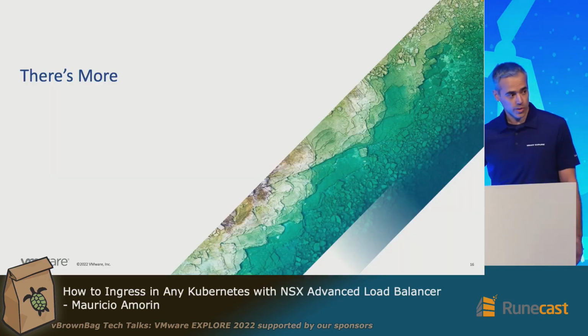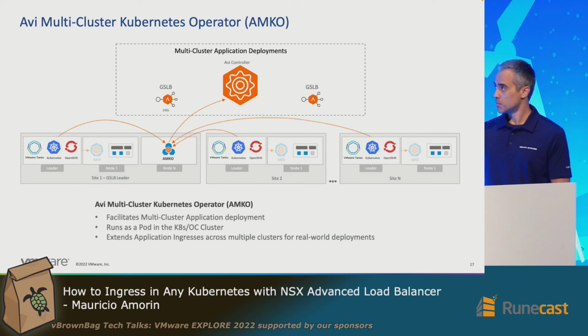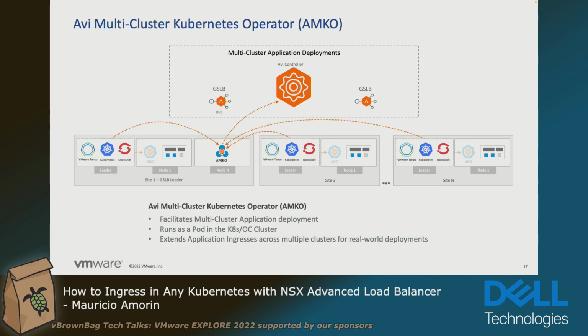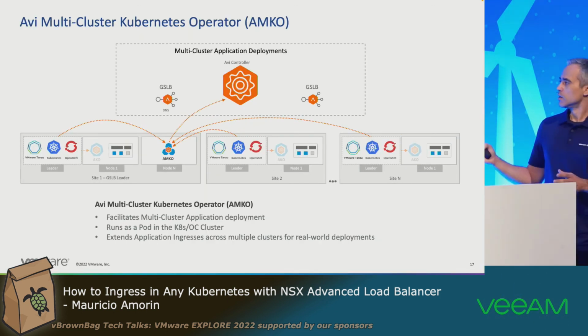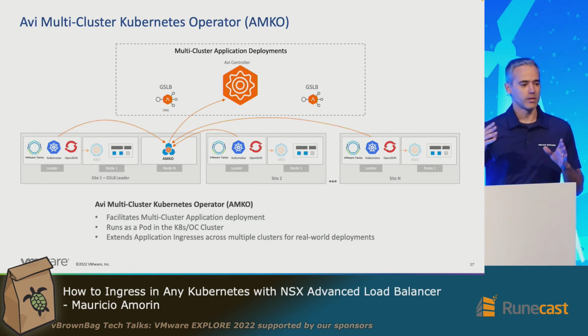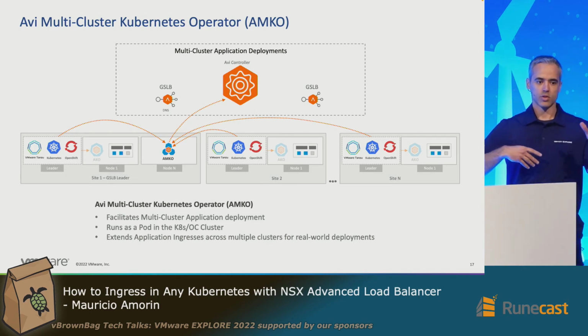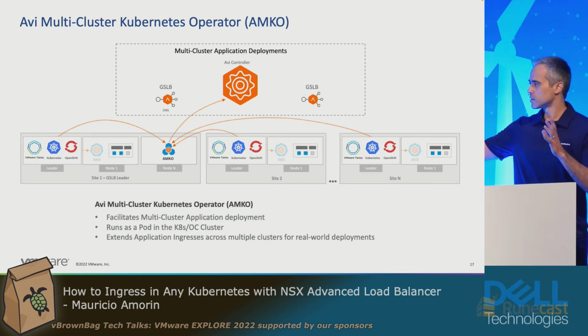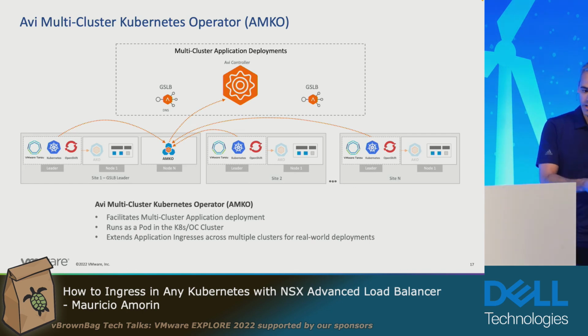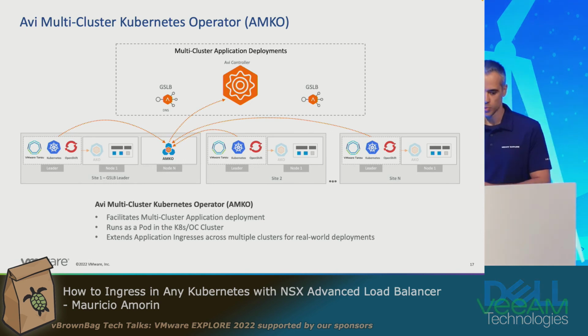And if you have multiple clusters, we have AMKO, the multi-cluster Kubernetes operator, where we can load balance applications among multiple clusters, leveraging GSLB, Global Server Load Balancing, which is based on DNS, so we can have your application among multiple clusters, and you can have availability. So we have DNS, GSLB, and load balancing your application among multiple clusters. That's something we can also do. So we have AKO for a single cluster, and AMKO for multiple clusters.